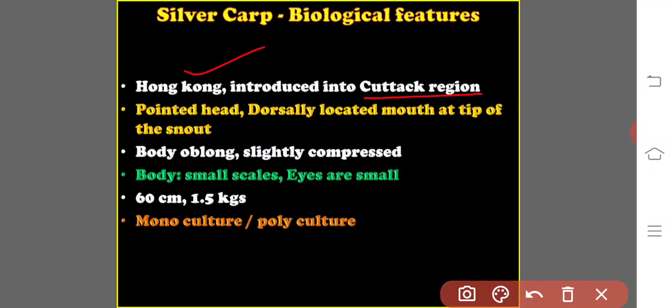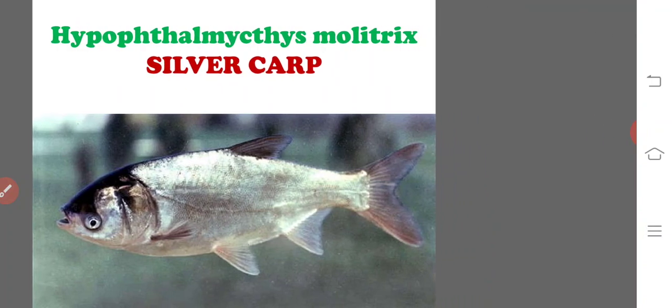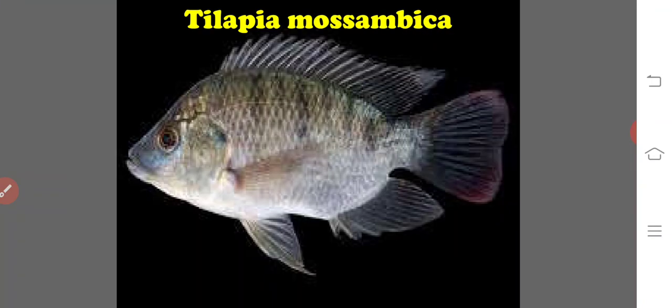It has a pointed head, with a dorsally located mouth at the tip of the snout. The body is oblong, slightly compressed, and covered by small scales. Eyes are very small, and it can grow up to 60 centimeters in length and 1.5 kg in weight. It is also cultured as monoculture as well as polyculture. This is all about Hypophthalmichthys molitrix, commonly called the silver carp, imported from Hong Kong.